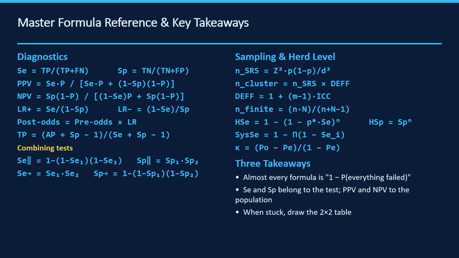3 takeaways for the exam. 1. Almost every formula here is 1 minus the probability everything failed. 2. Sensitivity and specificity belong to the test. Predictive values belong to the population. 3. When you're stuck, draw the 2x2.